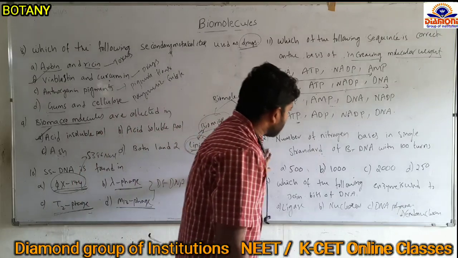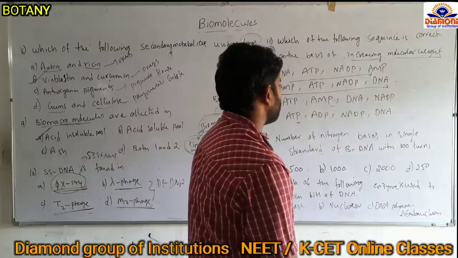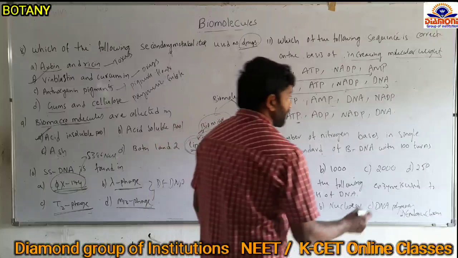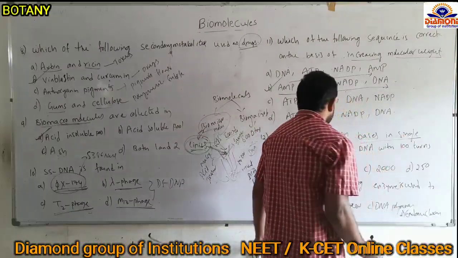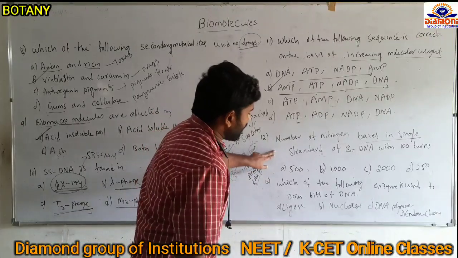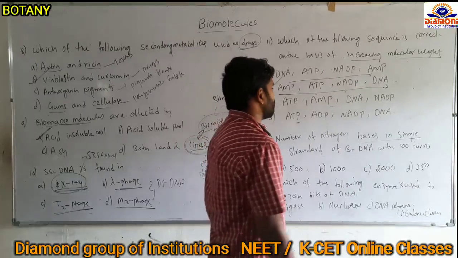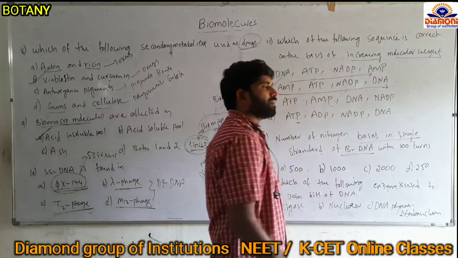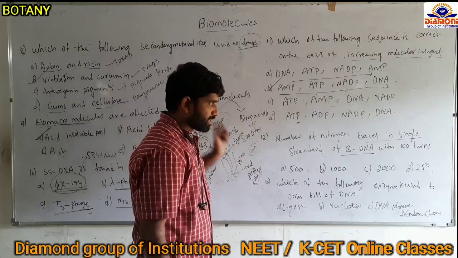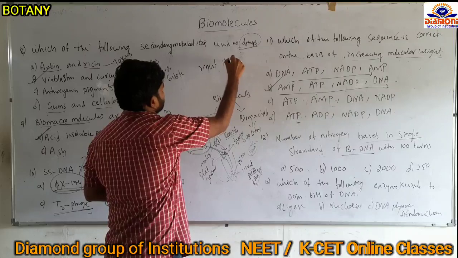Next question. Number of nitrogen bases in a single stranded DNA of B-DNA with 100 turns. Here we have to identify the number of nitrogen bases in a single stranded DNA belonging to B-DNA which contains 100 turns. B-DNA is a double stranded DNA. Out of the double stranded DNA, we have to choose one strand and see how many nitrogen bases are present in it. B-DNA is a right-handed DNA.